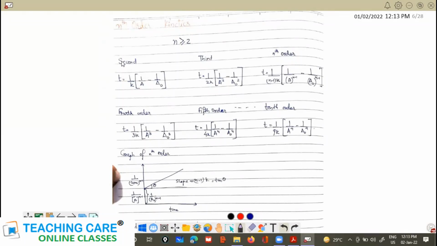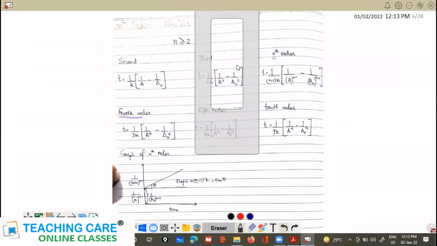So if you see, the integrated law for the second order was 1 by k, 1 by a minus 1 by a naught, right? In the third order, because it was third, here it was 2, here it is square. If it is nth order, it will be n minus 1 k, n minus 1 and n minus 1. For a fourth order, it will be 3k, 1 by a cube minus 1 by a naught cube. Fifth order, then 1 by 4k, 1 by a to the power 4 minus 1 by a naught to the power 4. And if it is 10th order, then it will be 9, 9 and 9.